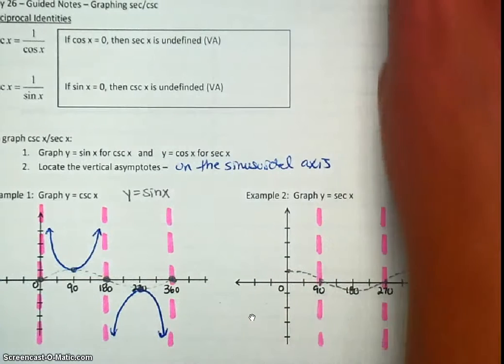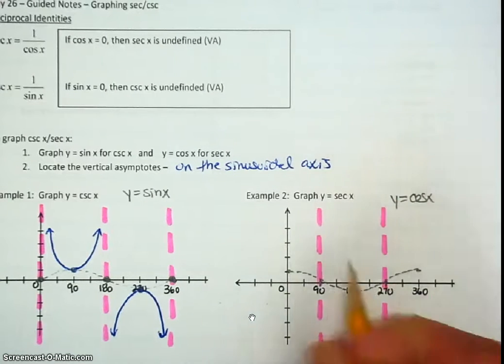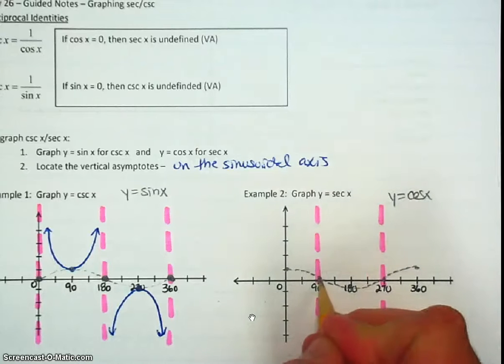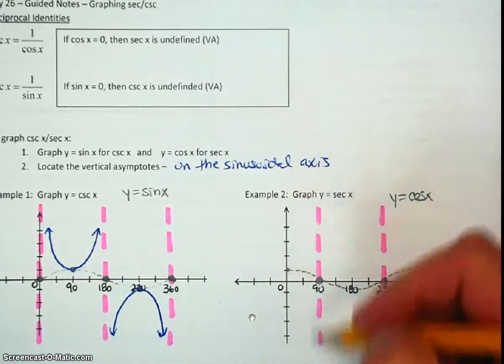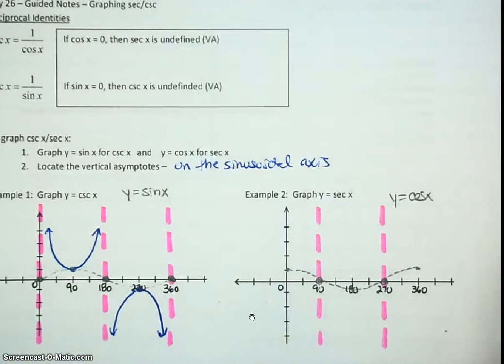Notice that I've graphed a cosine curve. Y equals the cosine of x. That's this curve right here. The sinusoidal axis is still right in the middle, but this time the second and the fourth point hit right in the middle there, so that's why I put the vertical asymptotes there. And this is what a secant graph would look like.